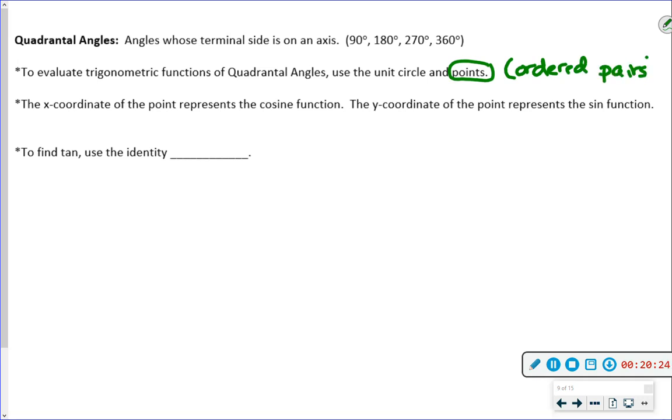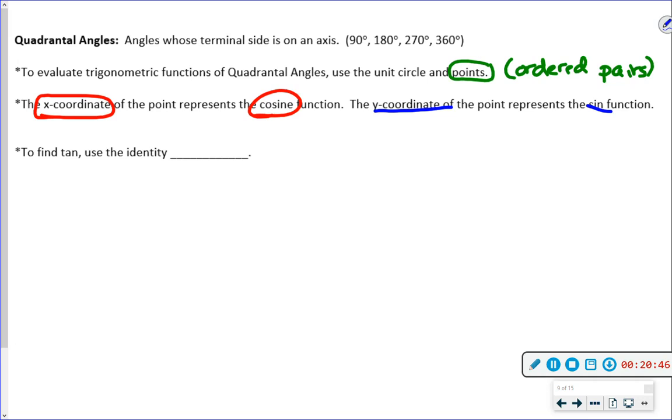And clearly we're going to draw this. Now, when you have the ordered pairs, x comma y, the x coordinate represents the cosine. The y coordinate of the point represents the sine. An easy way to remember that, it's alphabetical, C, S, cosine, sine.